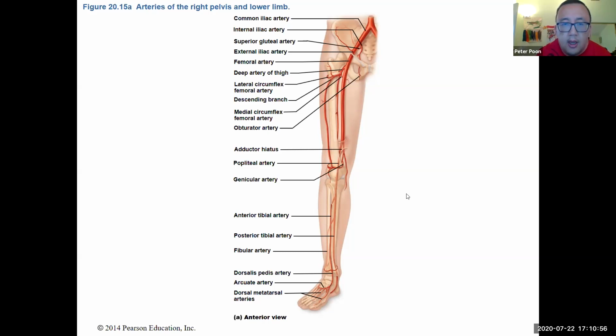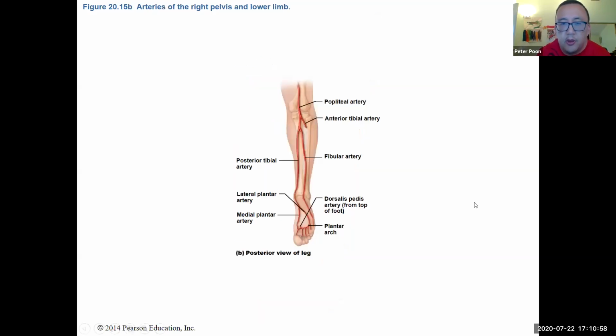And then I'll show you how that goes. Okay. So you see the posterior tibial here. The posterior tibial then splits into the plantar arteries, so the medial plantar and lateral plantar, and they form the plantar arch. Okay, the plantar arch is the same as the palmar arch, right? And then they have the digitals coming off of that.